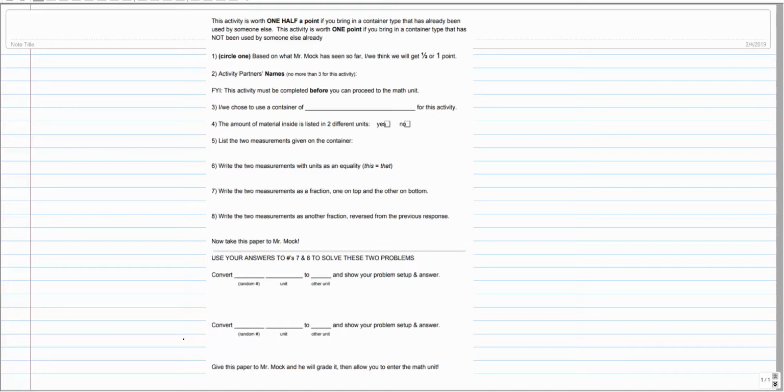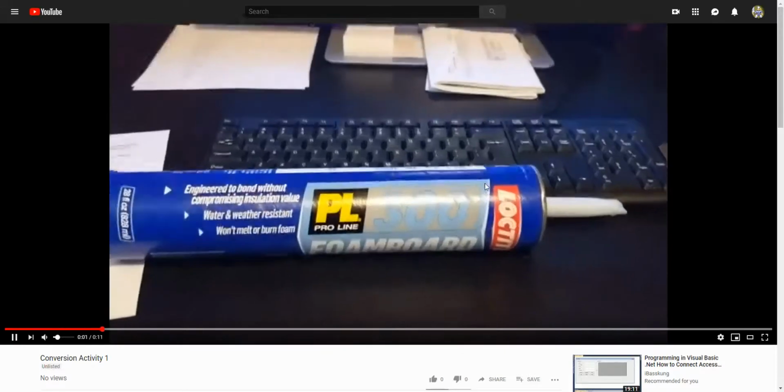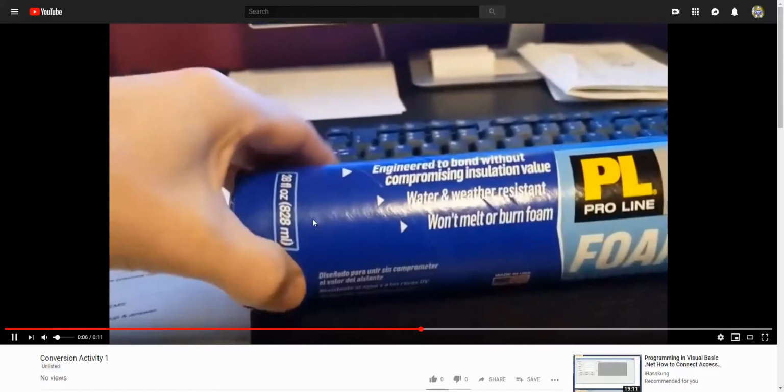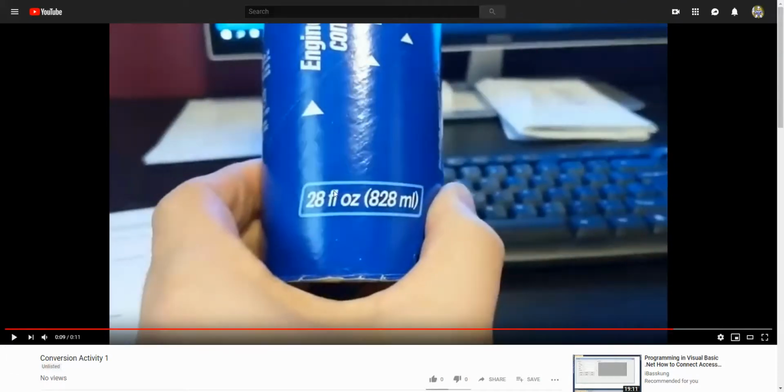So when I did this, I didn't actually bring it in, but I used a tube of construction adhesive. I put new siding on my house last summer, and I used this foam board adhesive stuff to put the styrofoam on underneath my insulation, underneath my siding. So if you look, watch this. Here's the tube, and what I'm after are the measurement units, and they happen to be right down here at the bottom. So it says 28 fluid ounces is 828 milliliters. So we'll see if I can remember that.